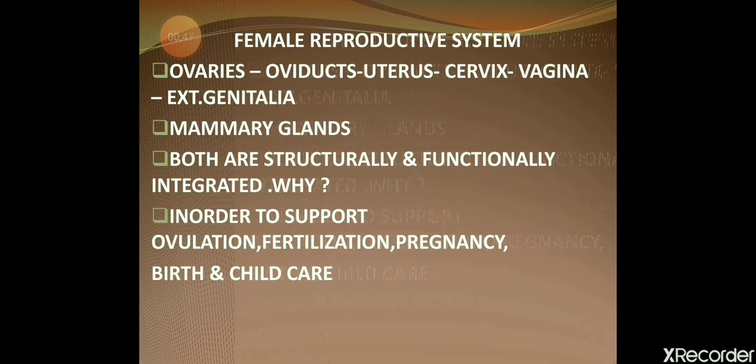Here the female reproductive system and mammary glands are structurally and functionally integrated, in order to support ovulation, fertilization, pregnancy, birth and child care. All this has to be done in a coordinated manner between these two systems. So it has that structural and functional integration between these two systems.